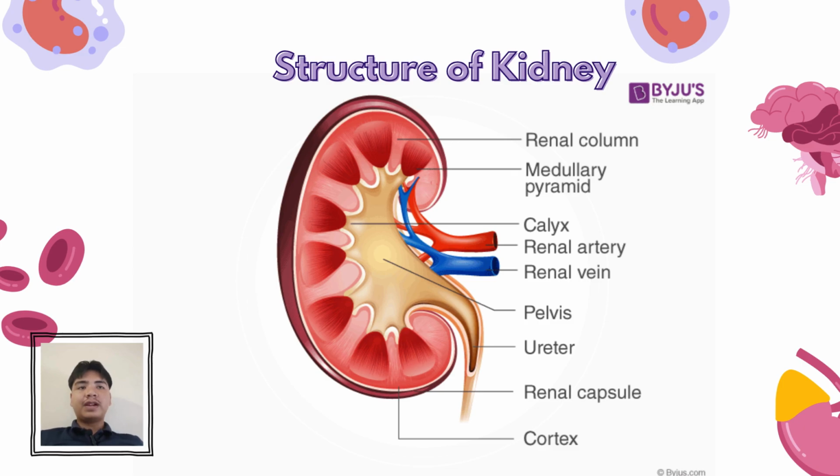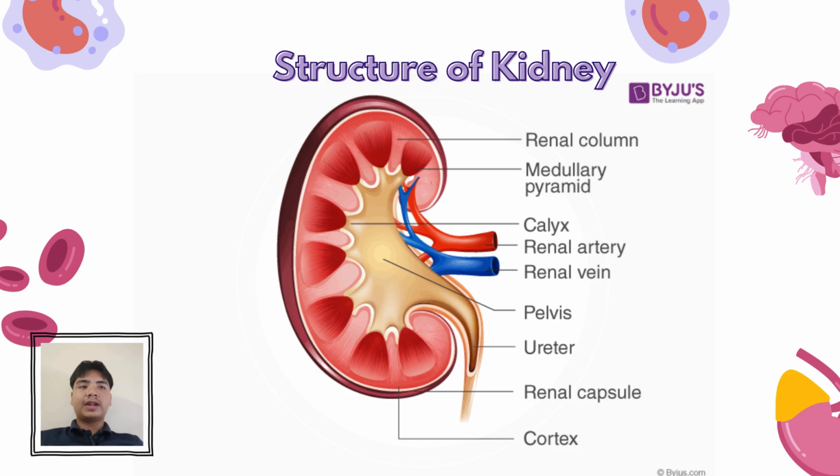It also has the renal artery and renal vein. The renal artery supplies oxygenated blood to the kidney, while the renal vein carries deoxygenated blood away from the kidney back to the heart. It has the pelvis that collects urine from the calyces and channels it into the ureter. The ureter will transport urine from the kidney to the bladder using peristalsis.